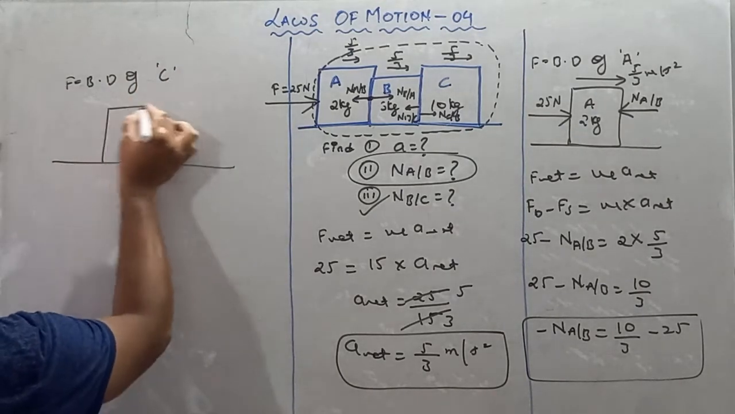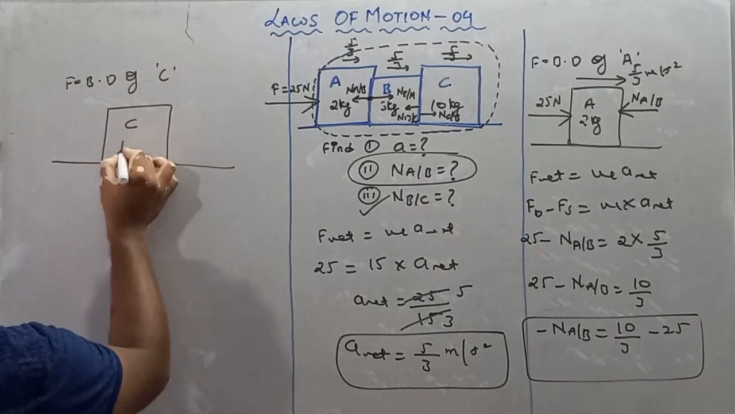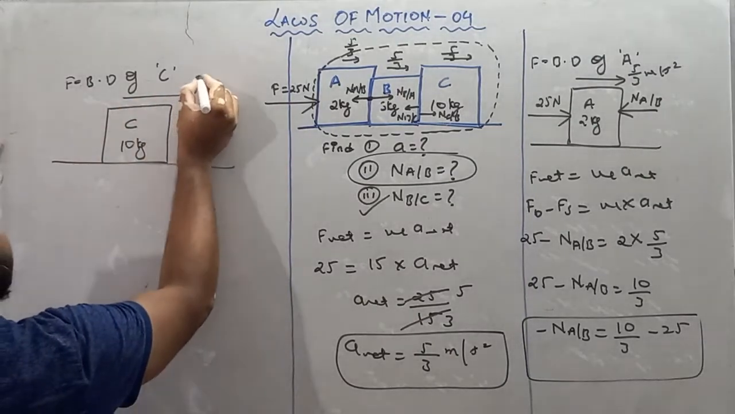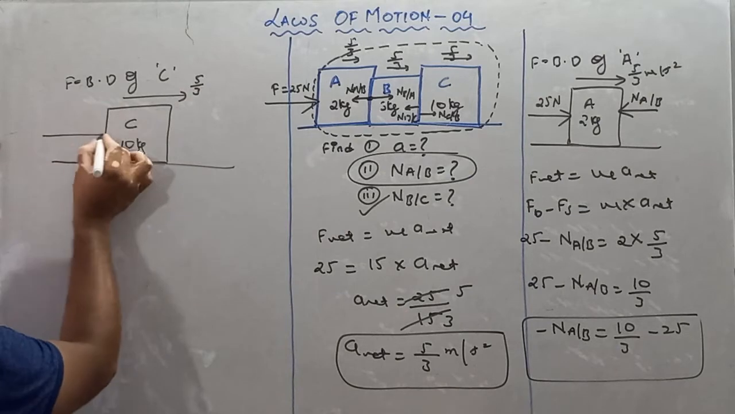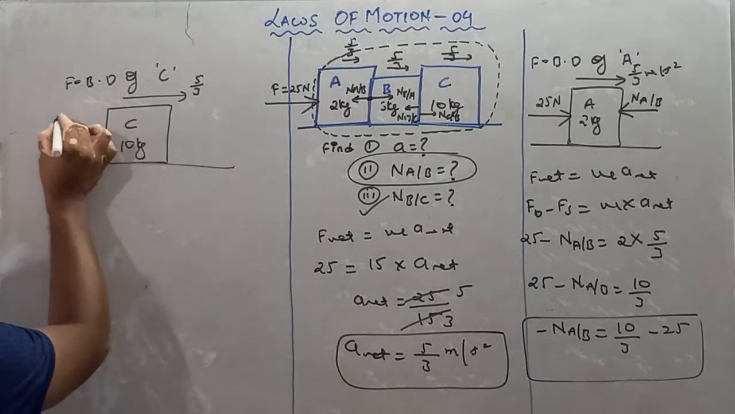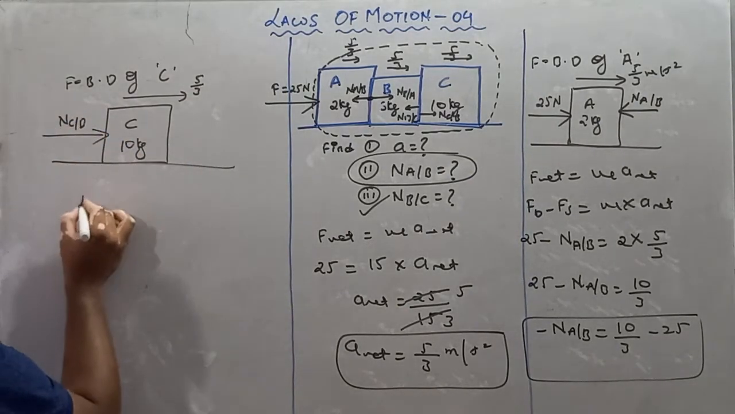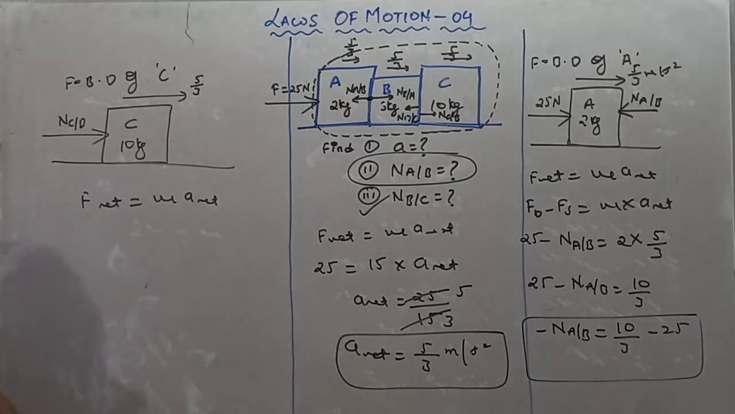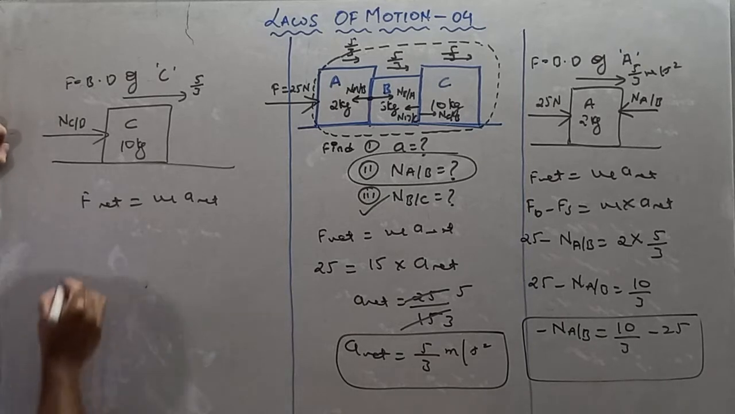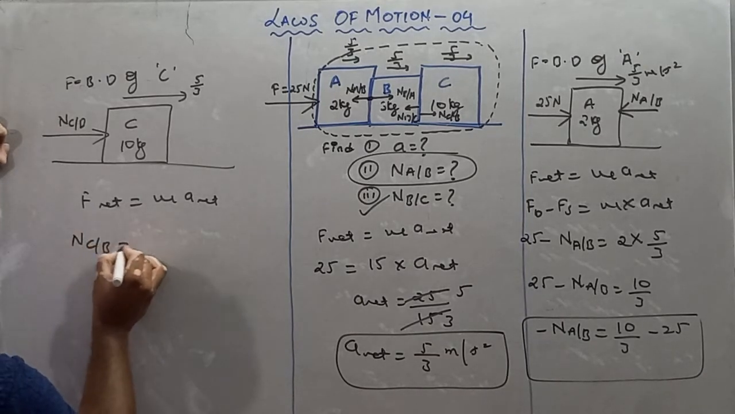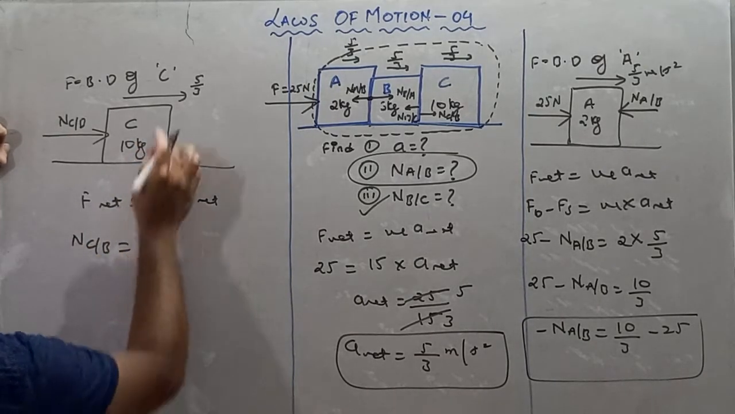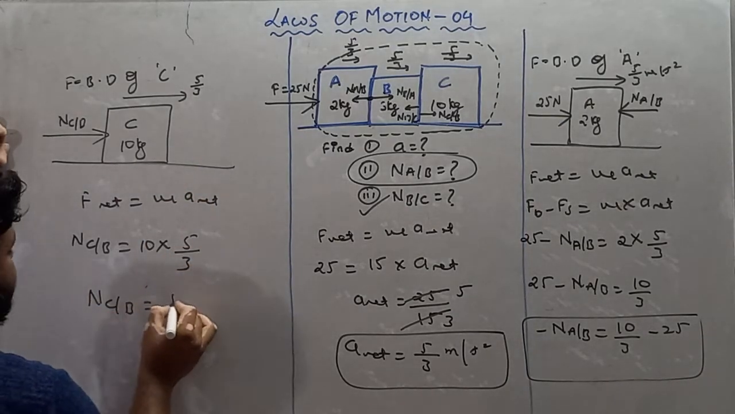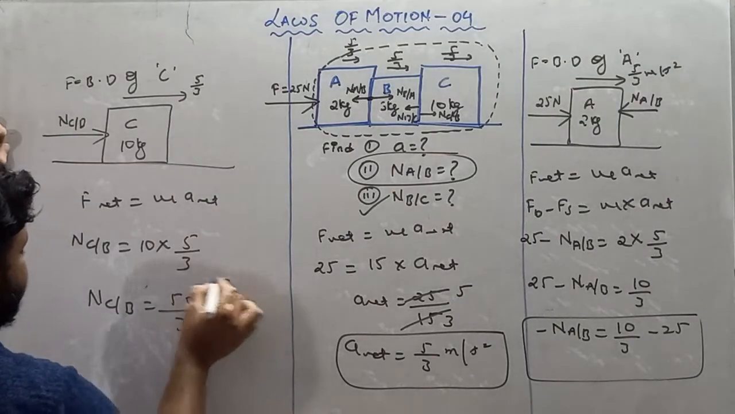So here is your body C having mass 10 kg. The direction of acceleration is this side. It is 5 by 3. So one force is acting, it is normal on C due to B. So I'll write F net is equal to m a net. Only one force is there, that is normal on C due to B. It is equal to mass, which is 10, times acceleration, 5 by 3. So normal on C due to B is equal to 50 by 3 Newton.